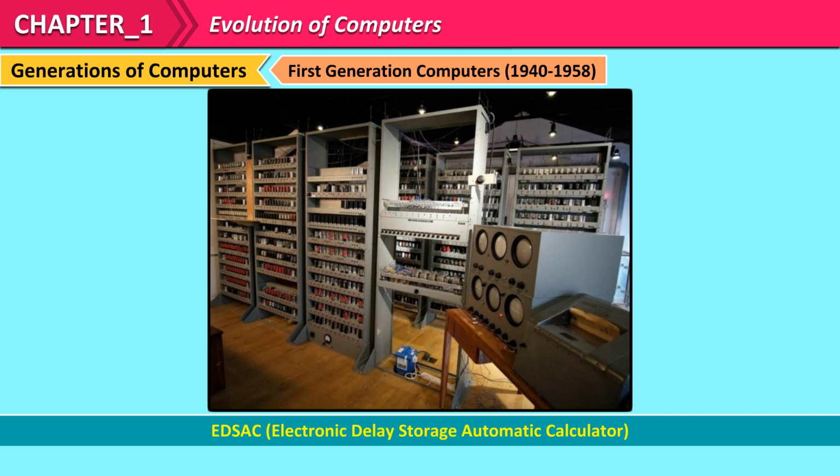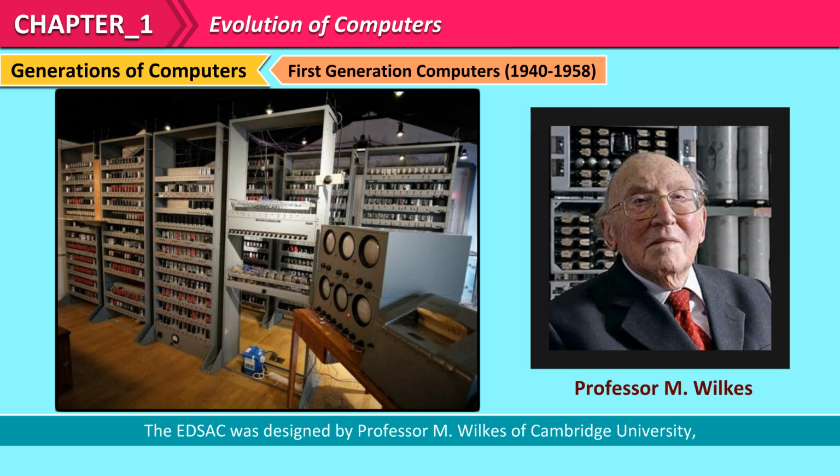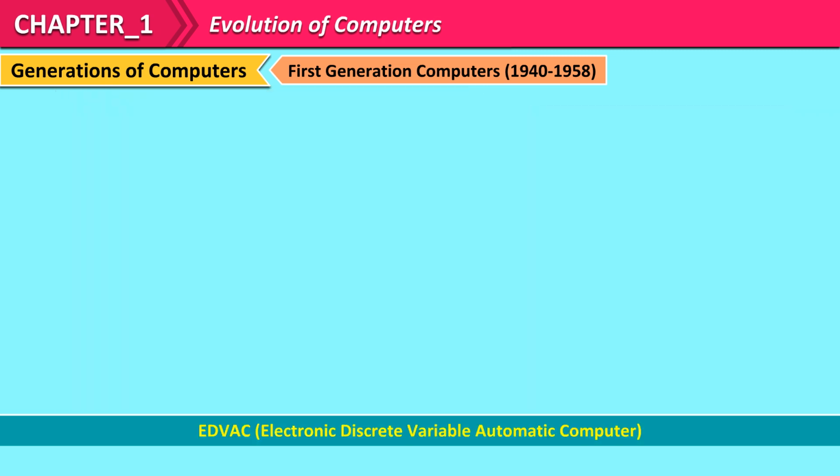EDSAC, Electronic Delay Storage Automatic Calculator. The EDSAC was designed by Professor M. Wilkes of Cambridge University, England, in the year 1949. It was slightly faster than the ENIAC. It weighed approximately 6,000 kilograms and occupied an area of 20 square meters. It was the first electronic computer that used stored programs.